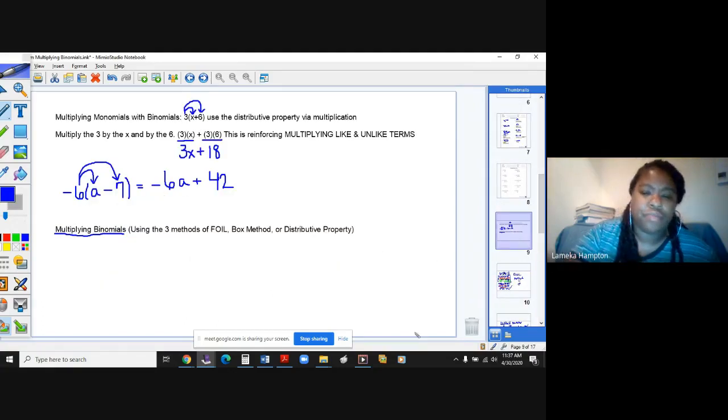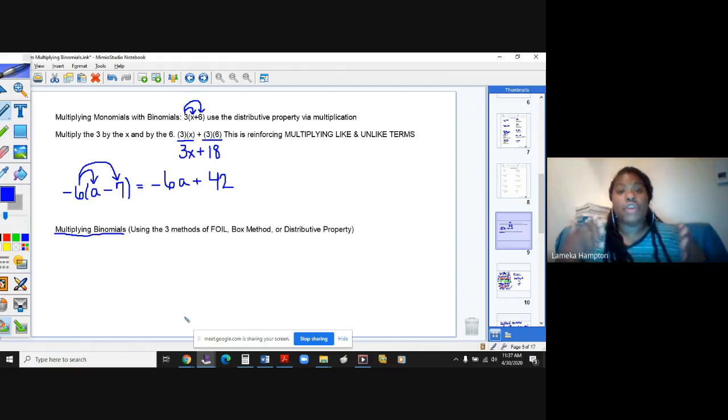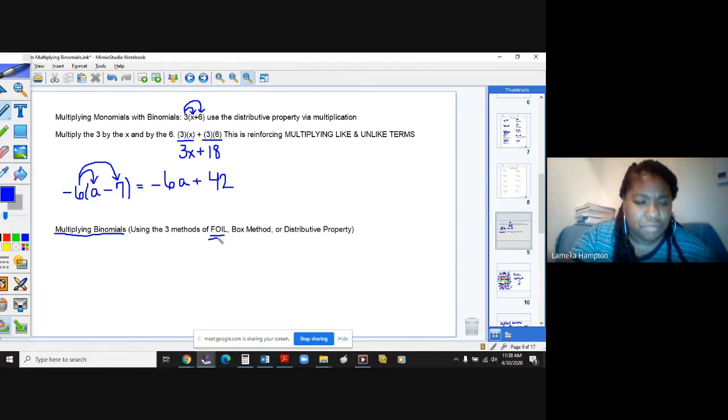All right. So when you are learning how to multiply binomials, there are 3 methods that you can use. And I'm going to go over each method with you all today. The first method is the FOIL method. This is the method that is very common amongst the algebra mathematics community. That deals with first, outer, inner, last, and that just simply reinforces multiplying like terms and unlike terms.